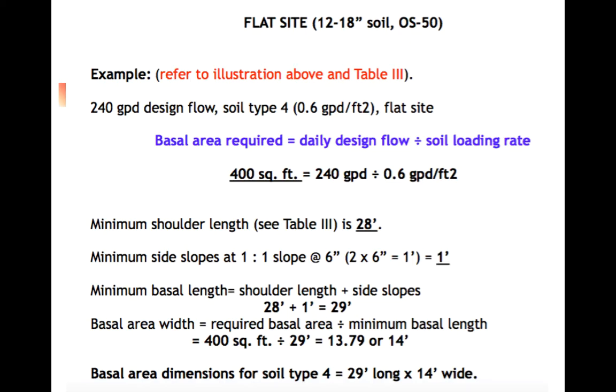So then we just need to do a simple division of our square footage, or 400 feet, divided by our minimum length, and that'll give us just under 14 feet. So we'll go ahead and just round up and make the numbers even to 29 feet long and a 14-foot wide basal area.